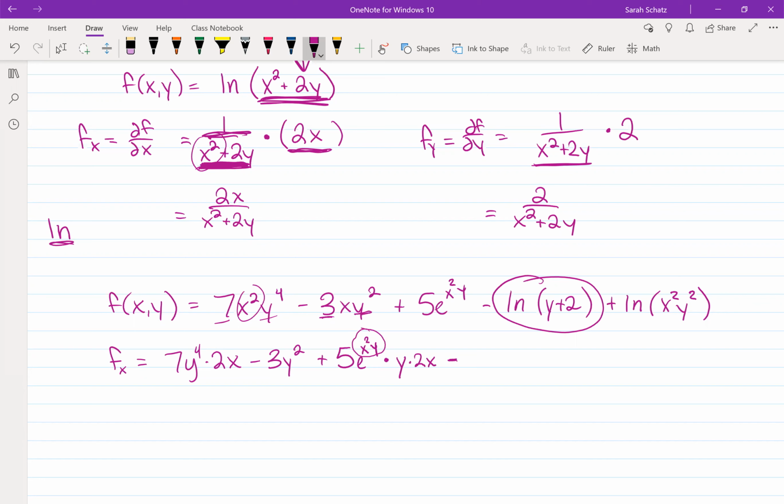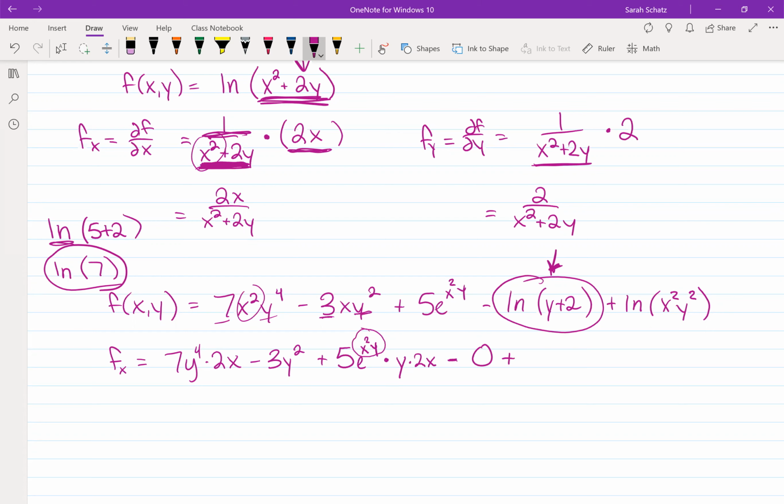So the natural log of y plus 2, if y is just a constant, you know, let's say y is 5. Notice you're just taking the natural log of a constant number, which is a constant number. That does not change. So because there's no x's in here, that whole term goes away.